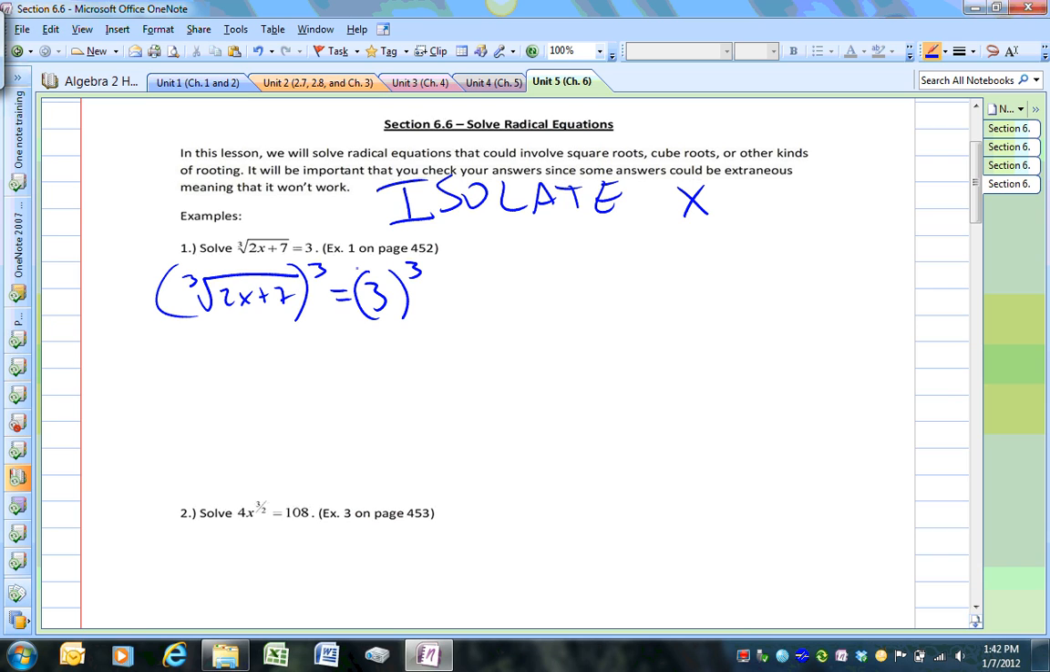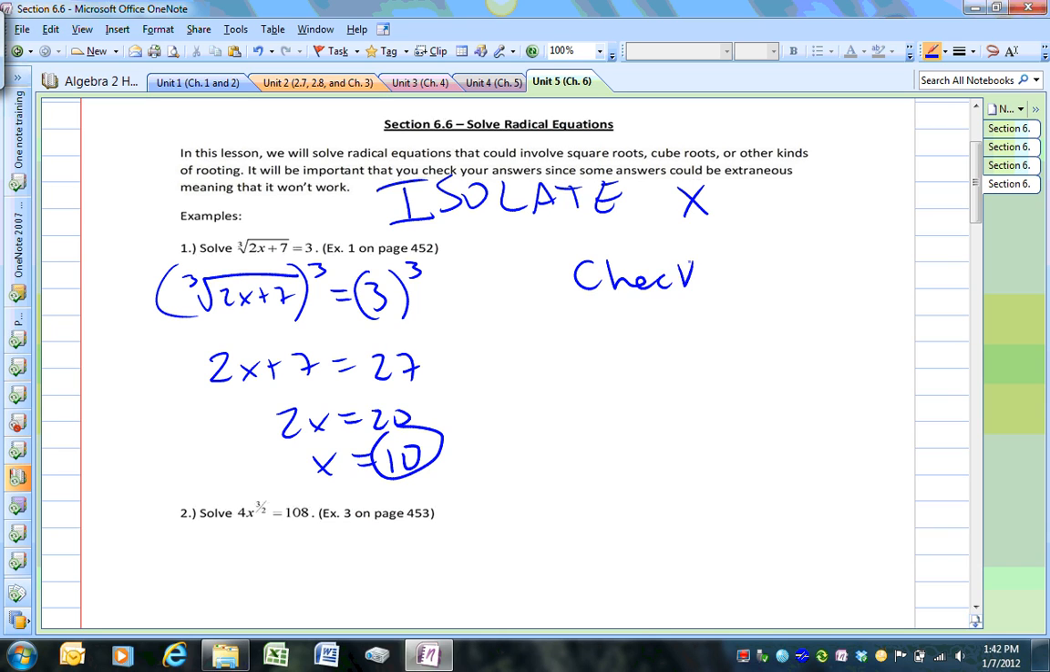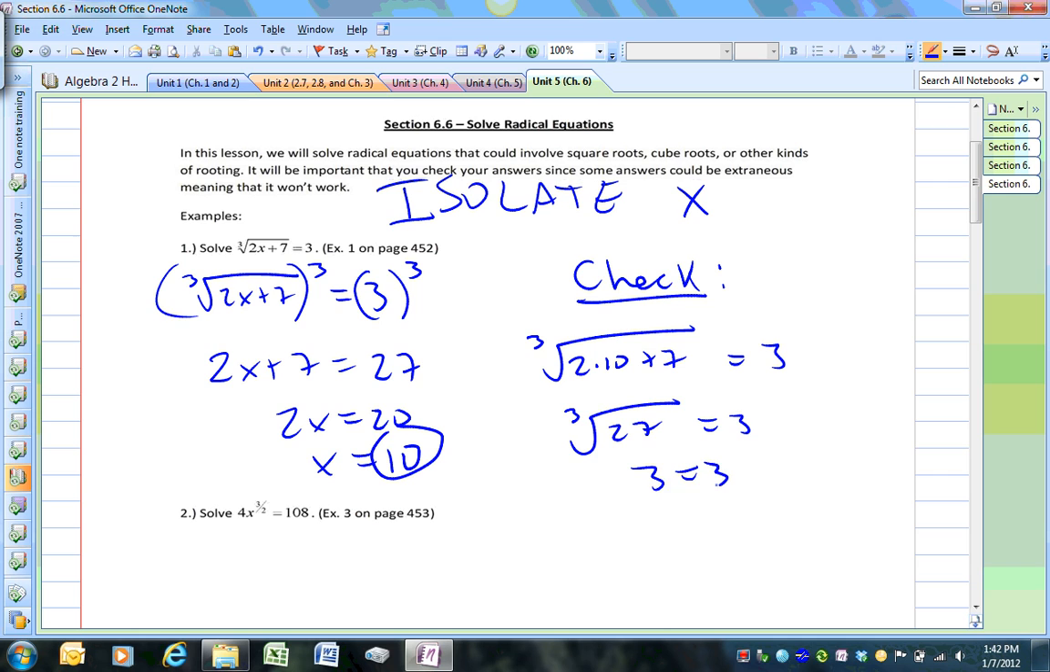So in this case, I'm going to cube both sides. The reason why is because what's the inverse of cube rooting? Cubing. And you always want to do the inverse operation to whatever's connected to x. So 2x plus 7 equals 27. 2x equals 20. X in this case equals 10. And if we check our work, it should be pretty easy to do. 2 times 10 plus 7 equals 27, cube root of 27 equals 3, 3 equals 3.